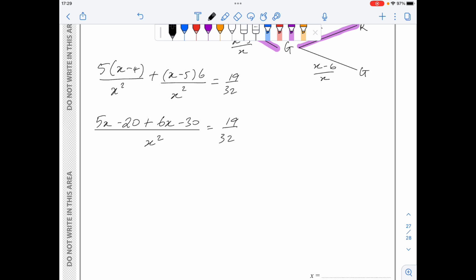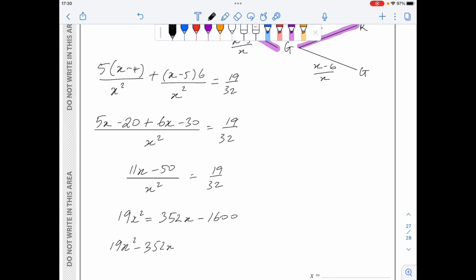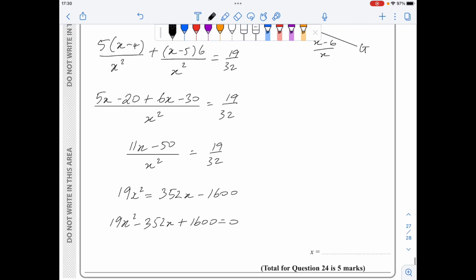Let's simplify the left-hand side. 11x minus 50 over x squared is equal to 19 over 32. Now I will cross multiply, so 19x squared is equal to 352x minus 1600. I will take everything to the left-hand side. So 19x squared minus 352x plus 1600 is equal to 0.